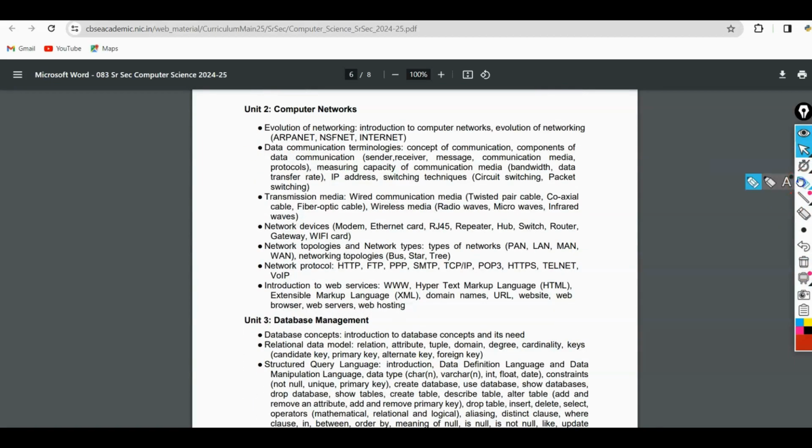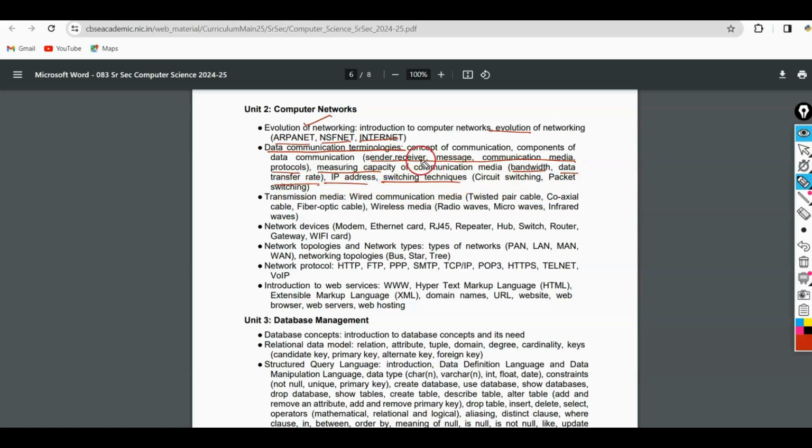The next chapter is evolution of networking. Under computer networking, first you will be reading the evolution of computer networking, like ARPANET, NSFNet and Internet. Then data communication terminologies. You will be reading about the terminologies such as sender, receiver, message, communication media and the protocols, etc. And measuring capacity of communication media, that is bandwidth, data transfer rate, IP address, switching techniques.